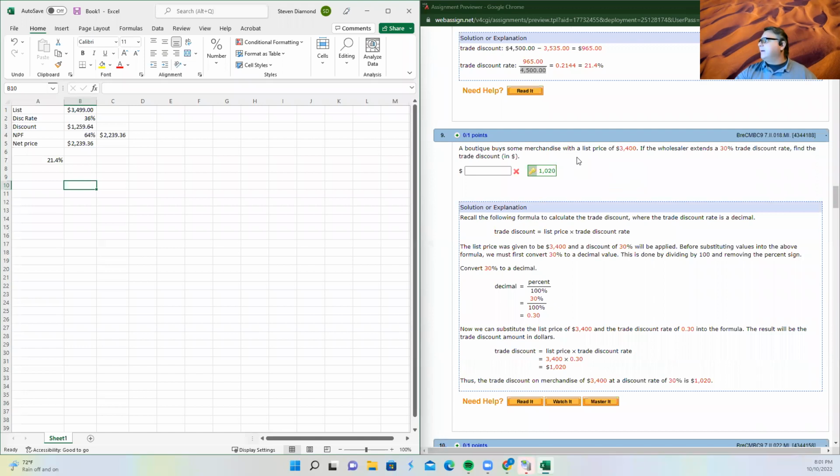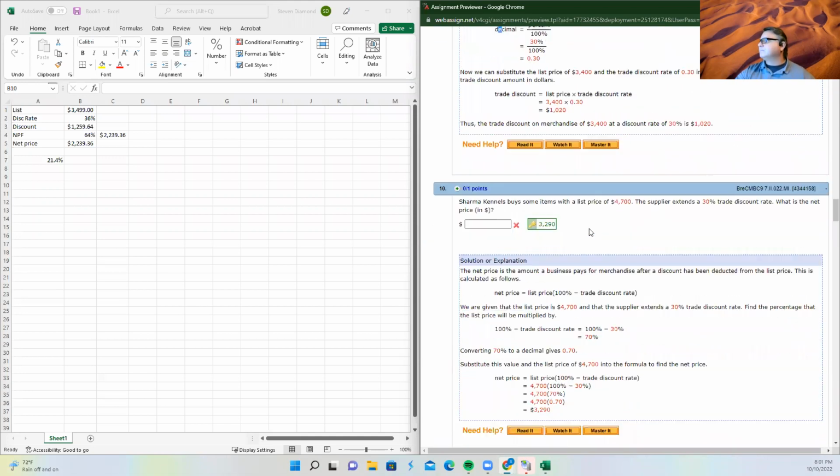Boutique buys some merchandise for $3,400, and they extend a 30% trade discount rate. Find the trade discount in dollars. So that just becomes 30%, and they give you this whole thing where the decimal is equal to the percent divided by 100. Just move the decimal over 2 places. We don't want to get too complicated. Move the decimal over 2 places, multiply it here. That's what you get. Easy peasy.